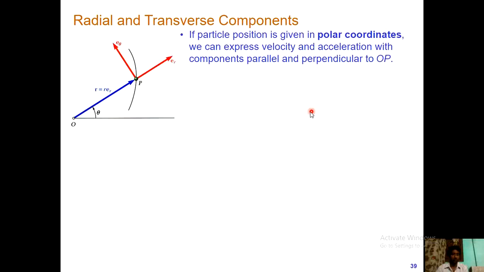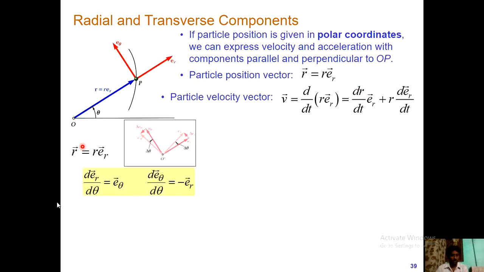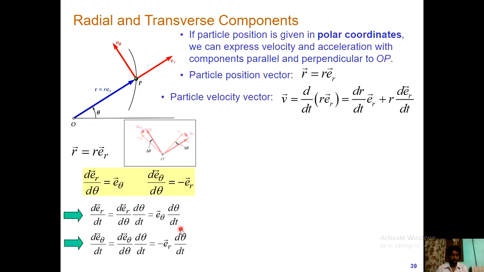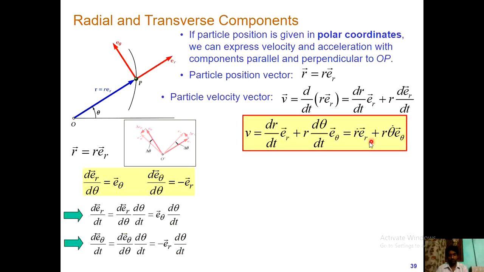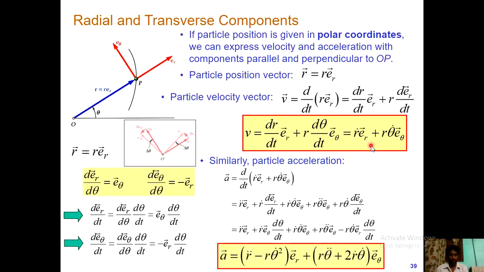So the radial and transverse component, as I have discussed, r is equal to r by e, and for the particle we know v is equal to the same derivations. Then there are small changes that have been considered, and we got these equations. So v is equal to r e by things. The same things we have done, only mathematical. So acceleration in rectilinear and curvilinear motion will give me these things.